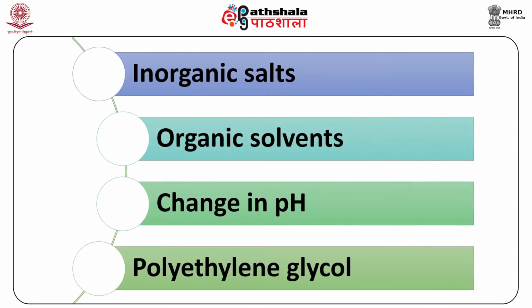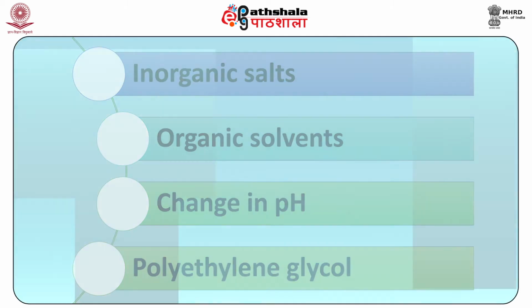Other agents that can be used for protein precipitation are inorganic salts, organic solvents, a change in pH, or polyethylene glycol. Now, this dialyzed protein solution is then subjected to further fractionation procedures.